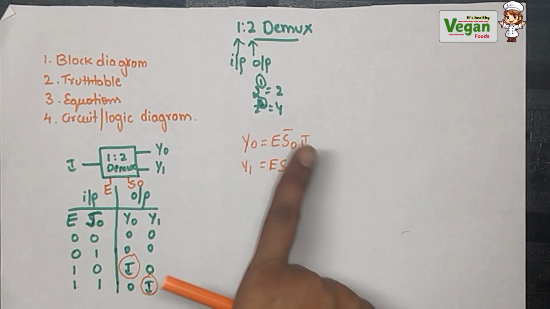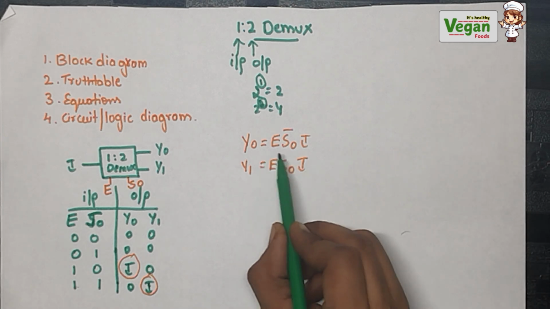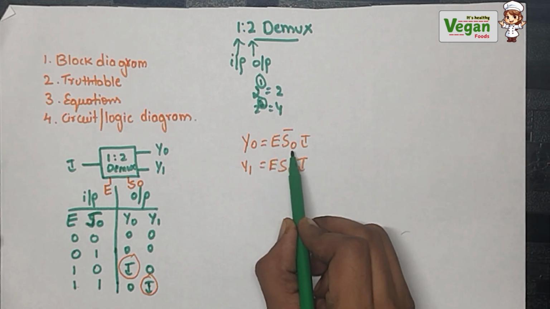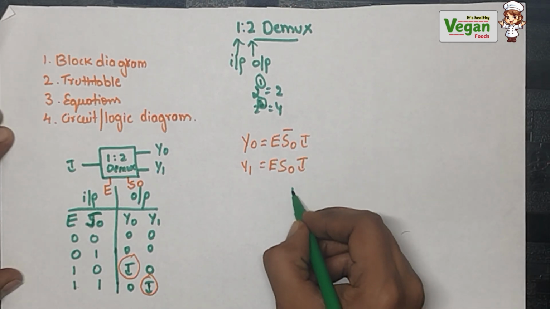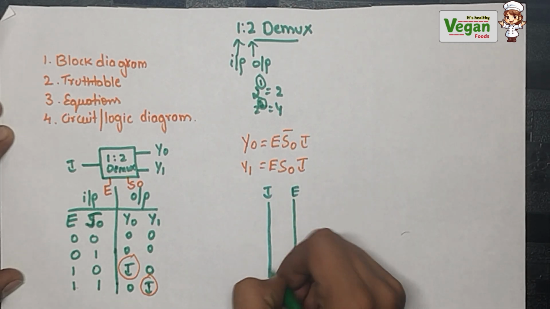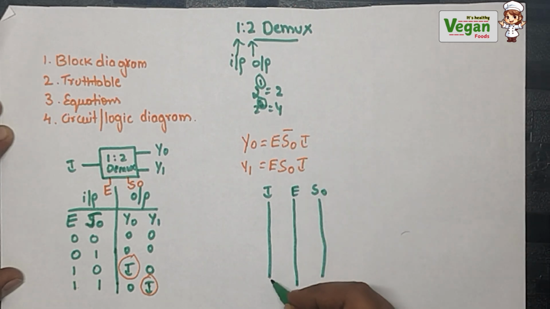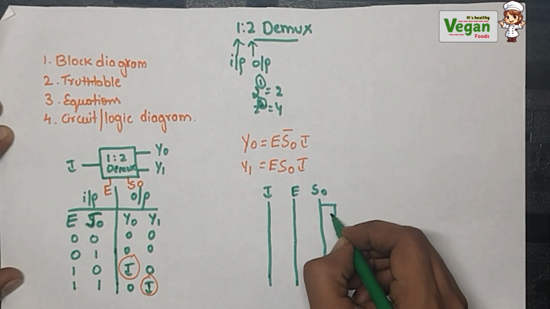Now using these equations, we will build the circuit diagram. What are my inputs in the circuit diagram? Enable, S0 and I. So S0 bar is also there. S0 bar means we will use the NOT gate.